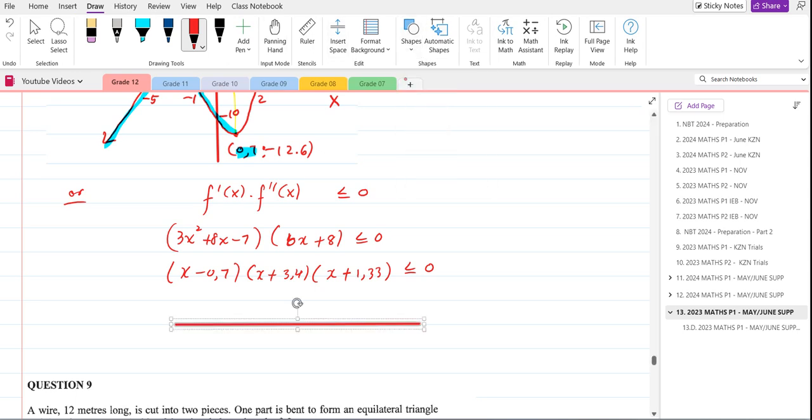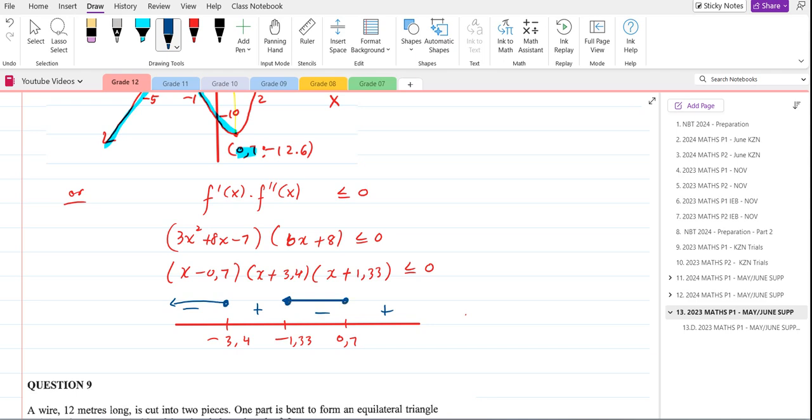Now let's put all these values on the number line. So I've got negative 3.4 on the extreme, then I've got negative 1.33, and I've got 0.7 here. Now use these factors to simplify and see what you get. Take any value after 0.7, like the number 10. I'm going to get positive, negative, positive, negative. So what answers do we want? We want all the answers which are negative. So going in this direction, the answer is between negative 1.33 and 0.7.